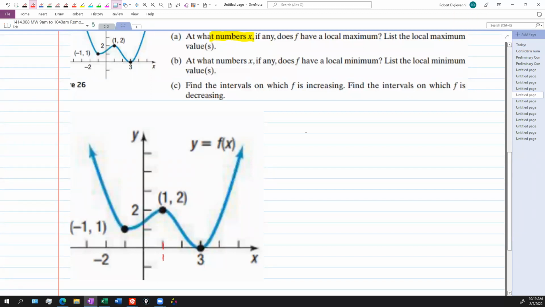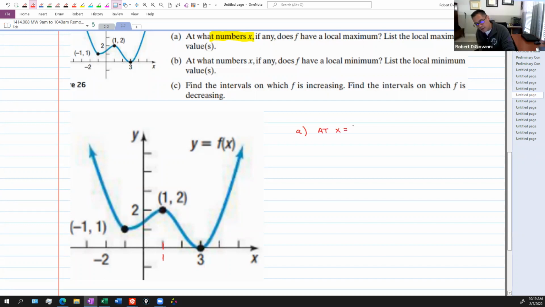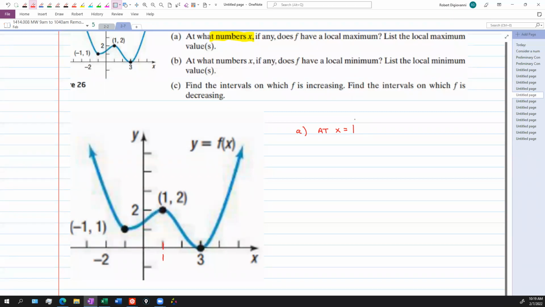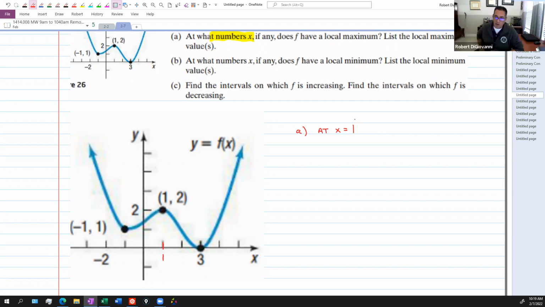Okay, so the question is, looking at this graph, at what X values do you have a local maximum? What X values? At 1. Yeah, at 1. See, at 1, that's where we have a max, right? So for part A, at X equals 1, are there any other places where you see a local maximum, Sana? King of the Hill. Do you see any other King of the Hills? No, right? So that's the only one.